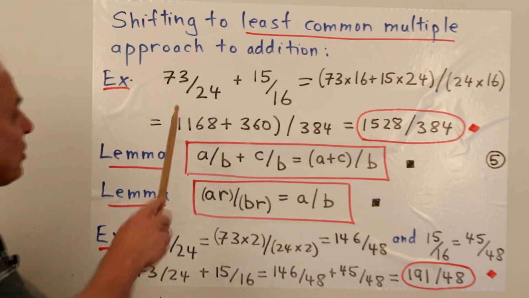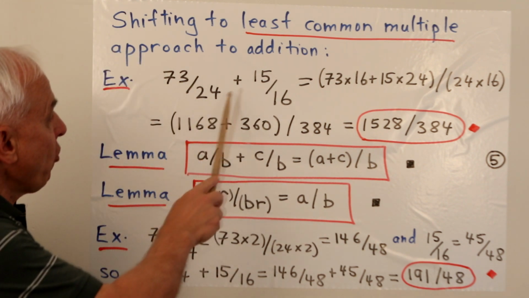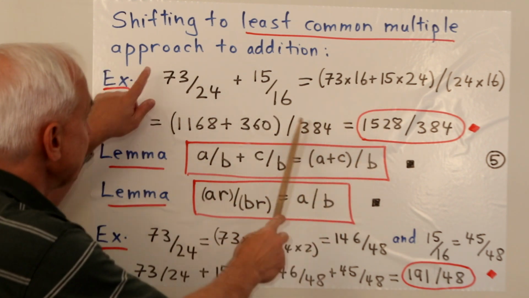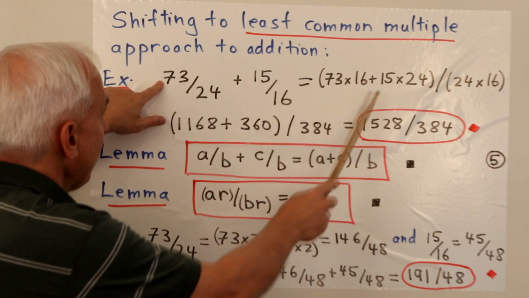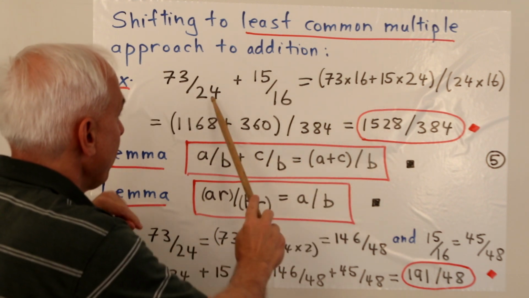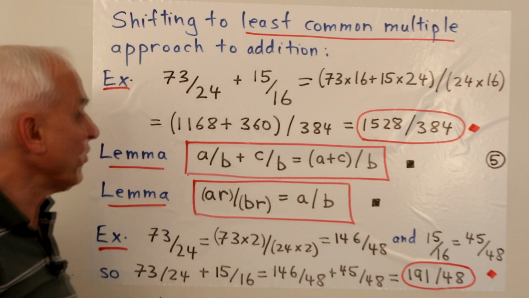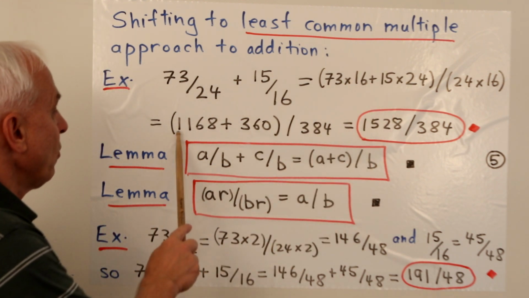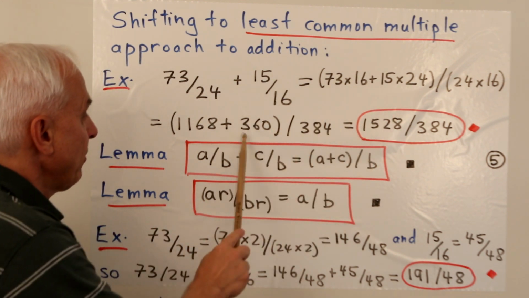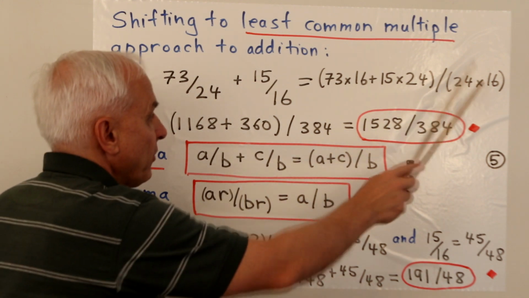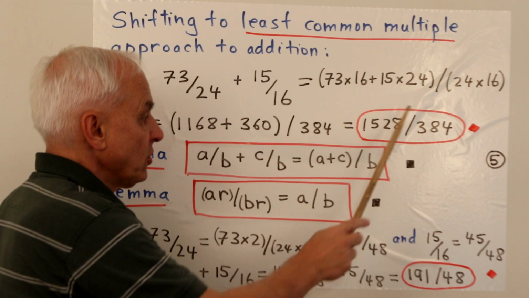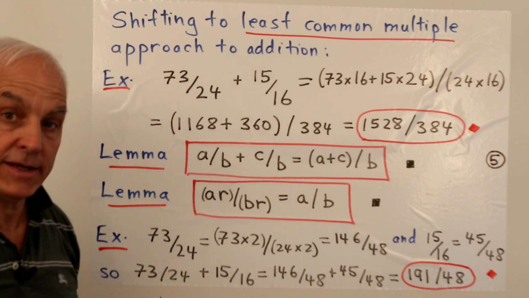So let's consider this example, 73 over 24 plus 15 over 16. According to the official definition, that's 73 times 16 plus 15 times 24, all over the product 24 times 16. We do these multiplications. We get 1,168 plus 360, all over 384. and then we add these, we get 1,528 over 384, and that's an answer.